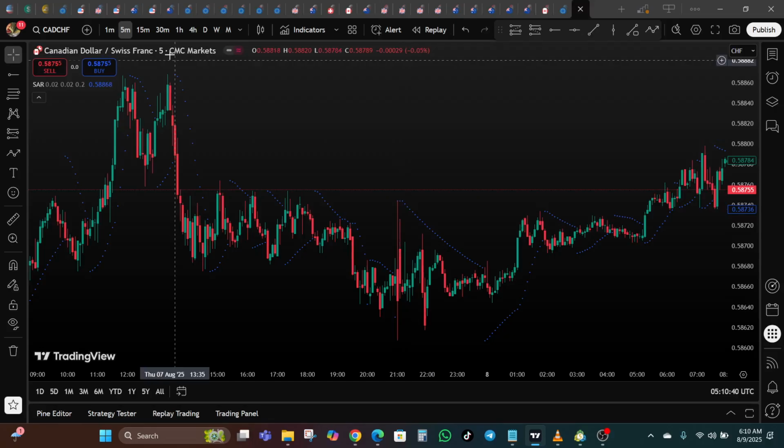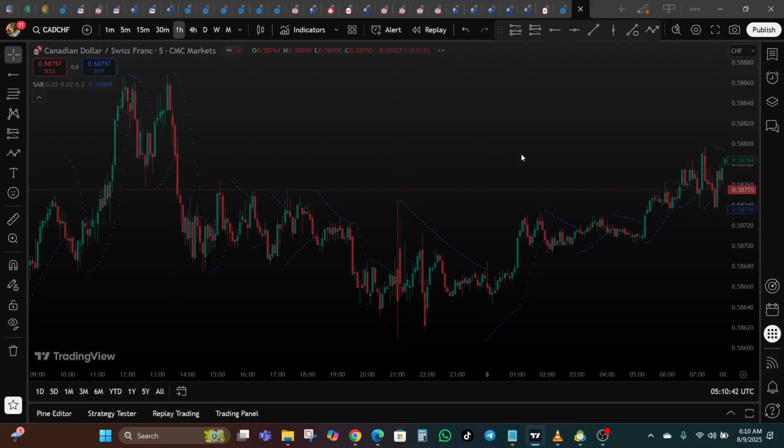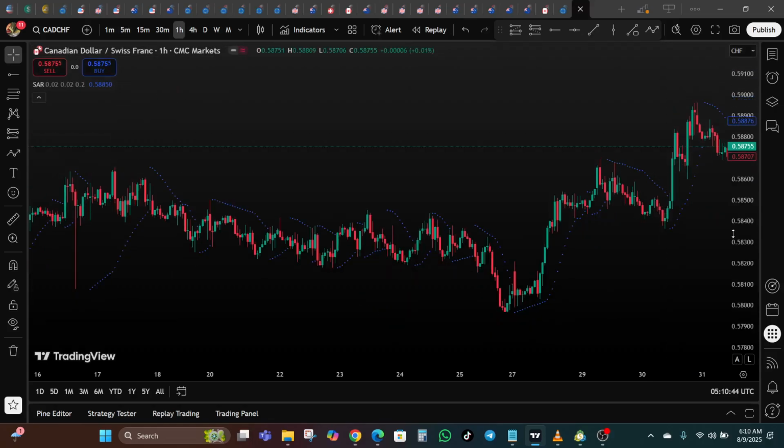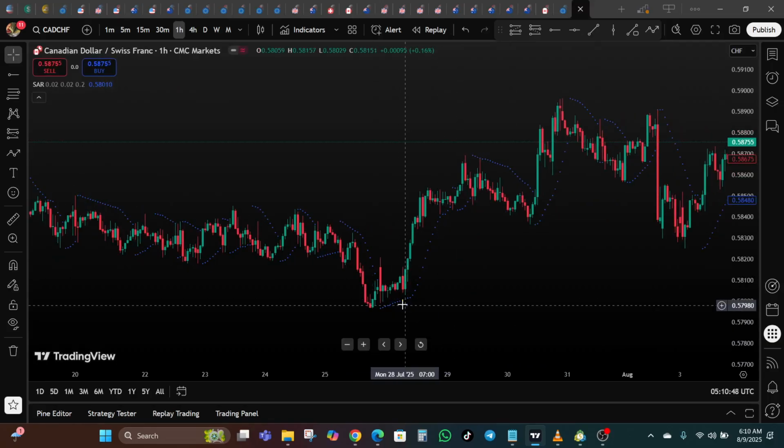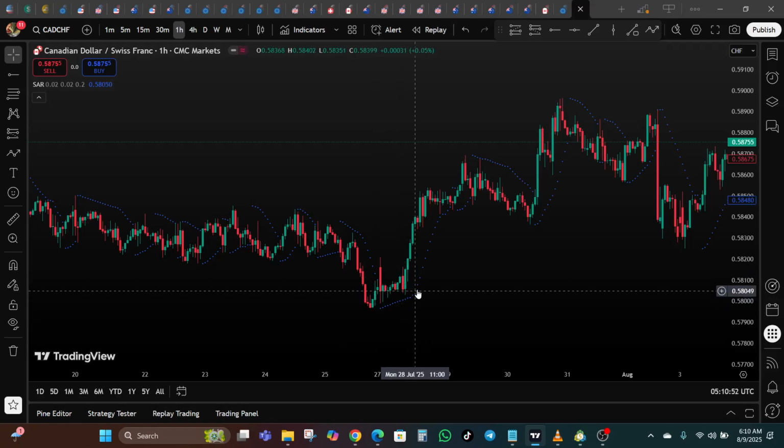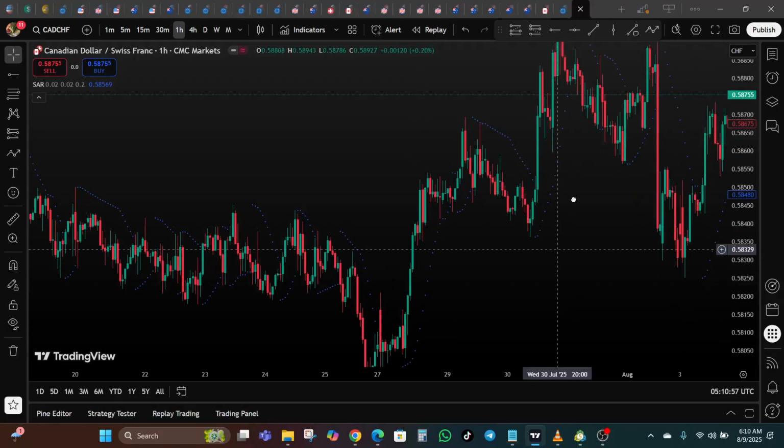Of course, if you are a day trader, you would use a higher time frame, right? So whenever you notice the parabolic SAR below the candles, you'll be looking for buy opportunities only. Watch out for candlestick patterns. For example, you can see here we had a bullish engulfing.